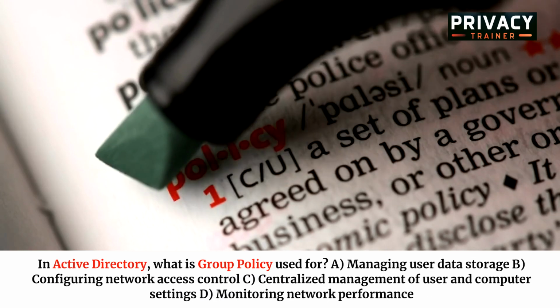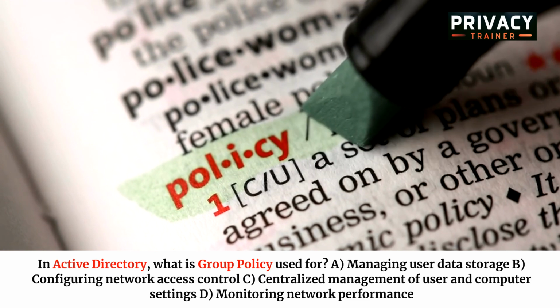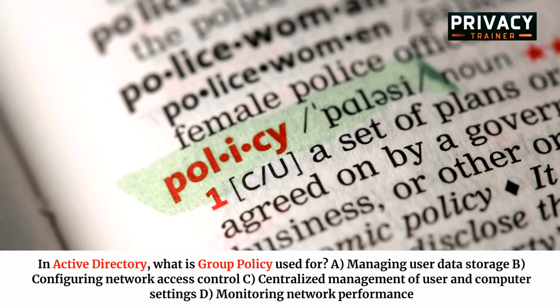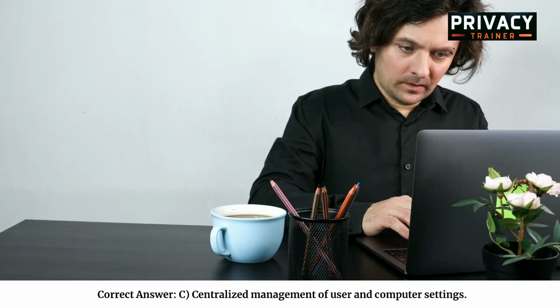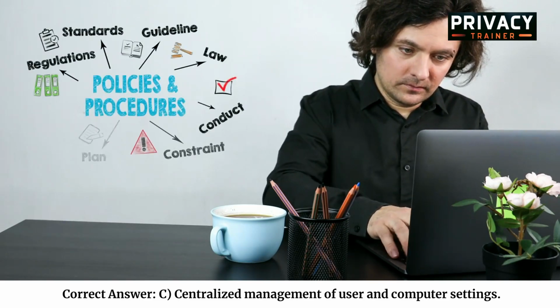In Active Directory, what is group policy used for? A. Managing user data storage. B. Configuring network access control. C. Centralized management of user and computer settings. D. Monitoring network performance. Correct answer: C. Centralized management of user and computer settings.